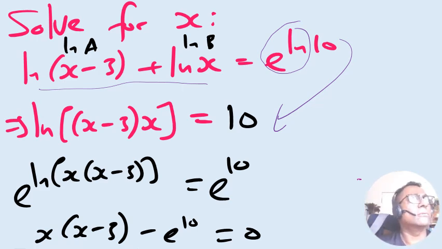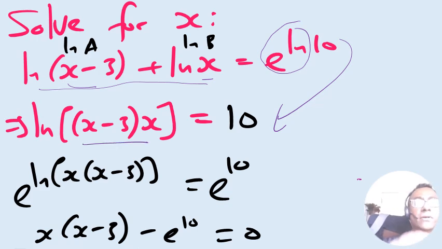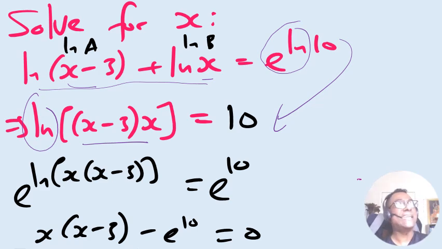On the left-hand side, that reminds me of ln A plus ln B. And we know from the rules, it's the product rule. So that'll be ln of A times B, A being x minus 3 and B being x. So that becomes the product. Now we need to get rid of the ln. We can't just drop the ln. This is not ln times something. It's ln of something, and it's equal to 10.